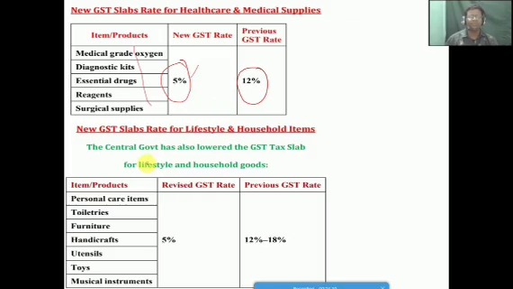Similarly, new GST slab rate for the lifestyle and household items. So these are the items, okay. Personal care items too, that is the musical instruments. Right now we will pay 5%, I mean the customer, and the previous GST rate was 12% to 18%. How much we are saving, friends? Just you compare and calculate.